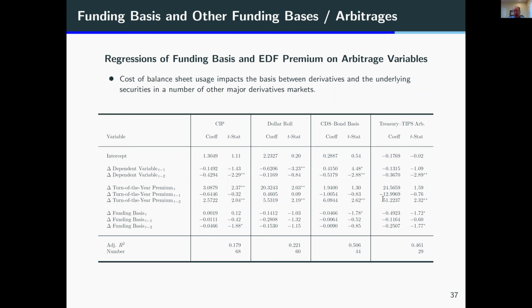Another one where it's cash versus synthetic is CDS versus corporate bonds. And again, there's some evidence there. It's kind of the second lag. It's maybe not as direct as I'd like, but there seems to be some evidence there. And then finally, our Treasury TIPS arbitrage measure. Again, we find a positive relation there. So this is after controlling for the time series properties of the dependent variable. We get a little bit of evidence for some of the funding basis, although the sign is not always positive as we would have expected, but that could be the incremental effect.